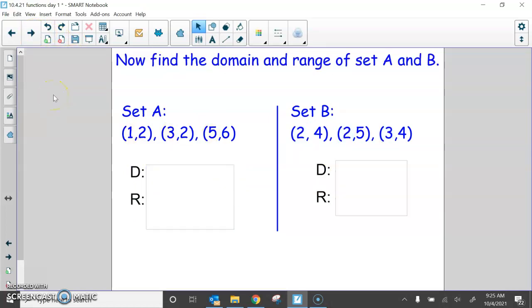So now we're going to find the domain and range of set A and B. Domain are your x values and range are your y values. It doesn't matter if it's a function or not, we can still figure out the domain and range. So for set A, 1, 3, and 5 are going to be in the domain.